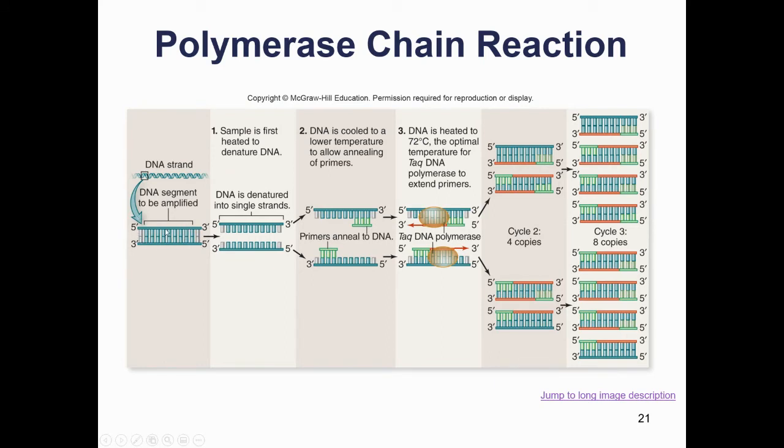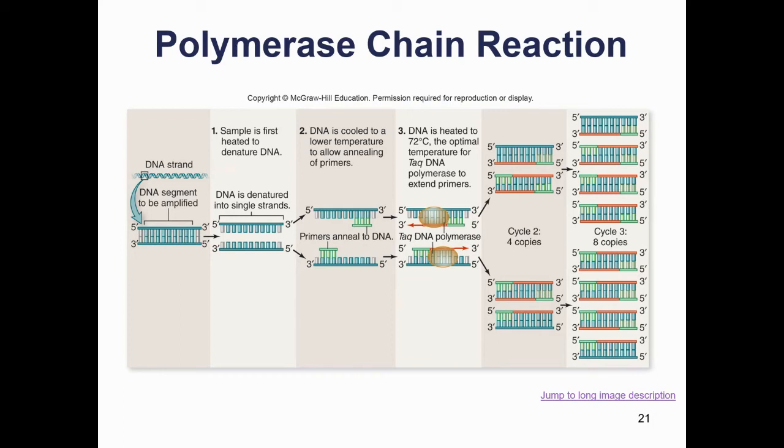So if this is our segment that we want, we heat and denature the DNA, separate those two strands, put in our primers. That's what tells DNA polymerase where to start working. And then our DNA polymerase goes to work, adding bases. Then I've replicated my original strand of DNA, and I now have two strands of DNA, and again, and again, and again. So we can get lots and lots of strands of DNA really, really quickly.